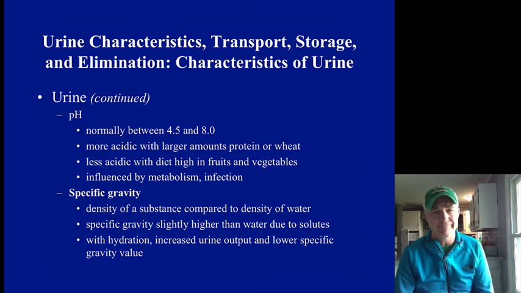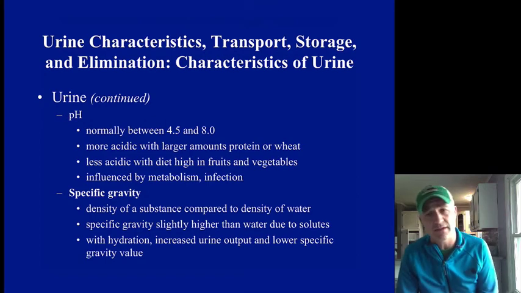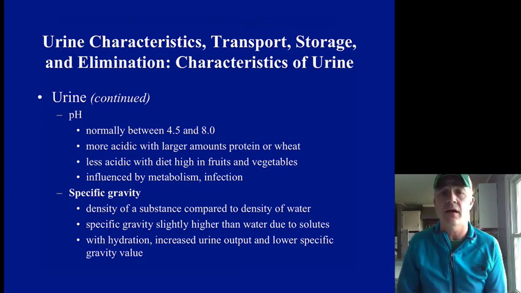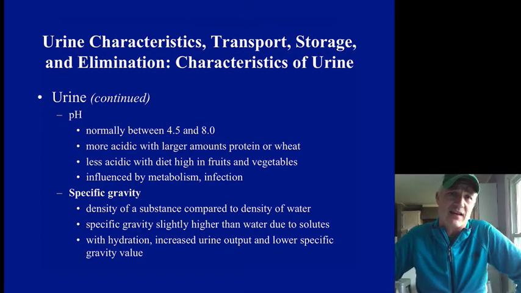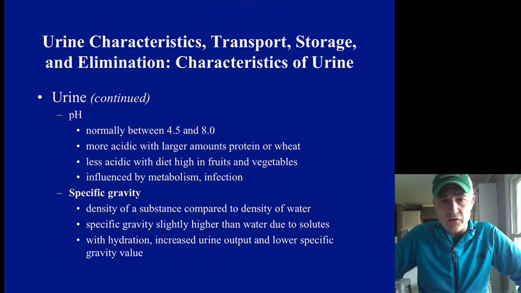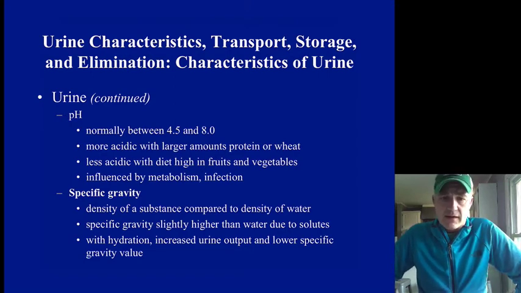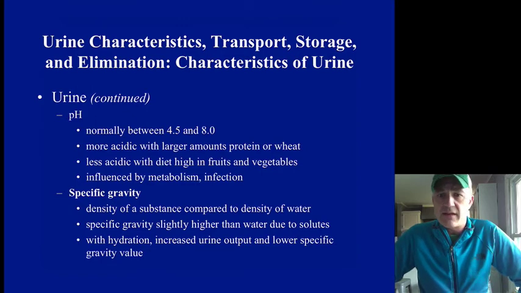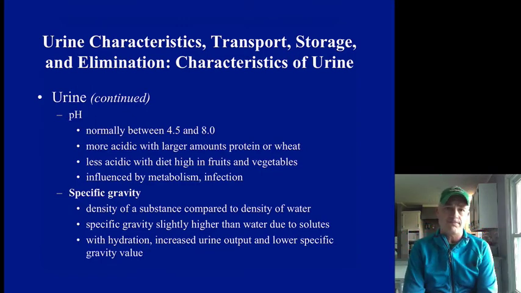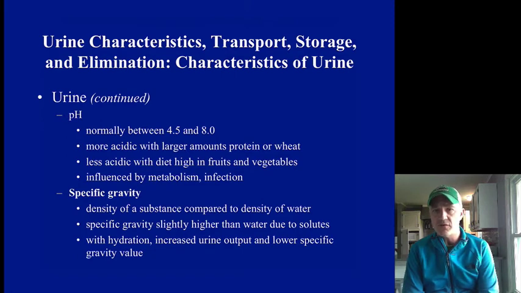pH should be slightly acidic, can be sometimes even slightly alkaline, but tends to be on the slightly more acidic side, usually a little under neutral. Again, depends on what your diet is more than anything. A lot of proteins, wheat products, things like that tend to give you more acidic urine. More fruits and vegetables, with the exception of citrus fruits, tend to give you more alkaline urine. So really dependent upon what's going on there.